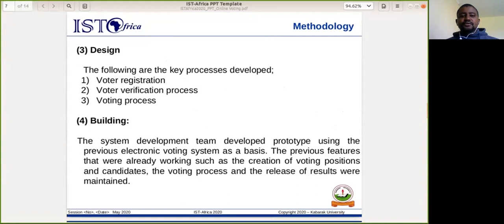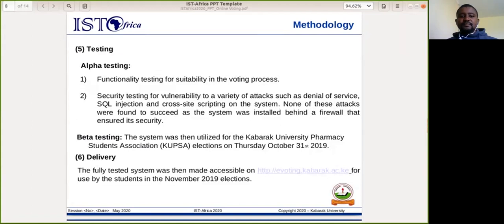We proceeded to do the design, and we developed three key processes: the voter registration, the voter verification, and also the voting process. We then built the system with a system development team, and we used the system from the previous election as the baseline for our new system, and we built our additional features on top of that. Then we tested the system in two stages, our alpha and our beta testing.